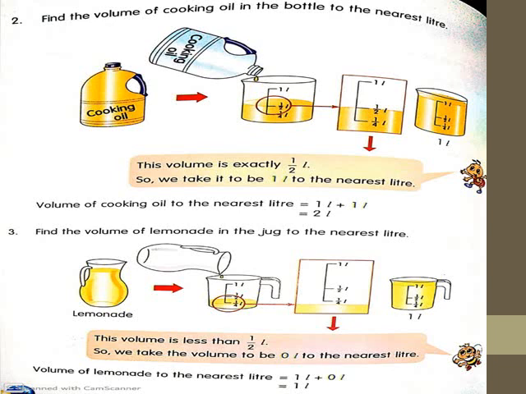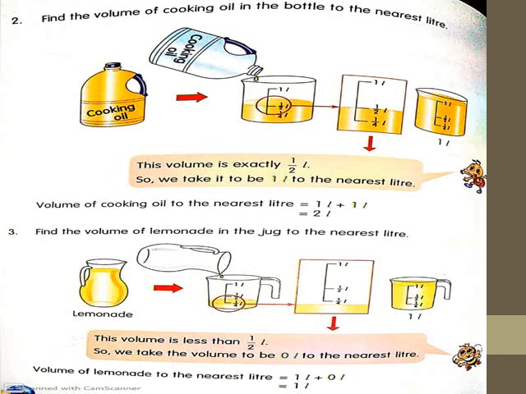So now you know that volume is measured in liters, and you have different tools to measure the volume. Some of them are graduated cylinder, beaker, containers. So for the cooking oil, when we checked how much that is, it was 1 liter and the half liter, so 1.5 liter.